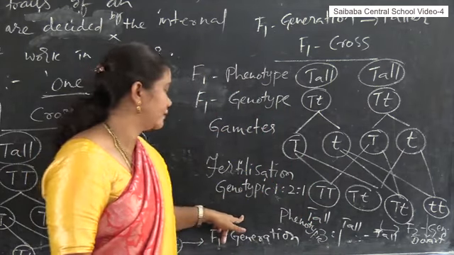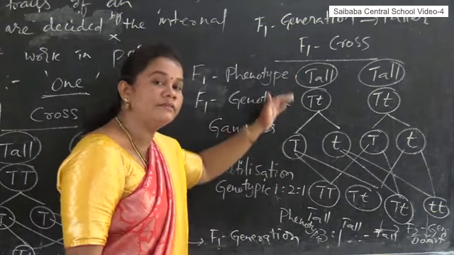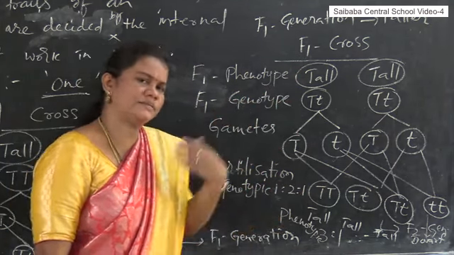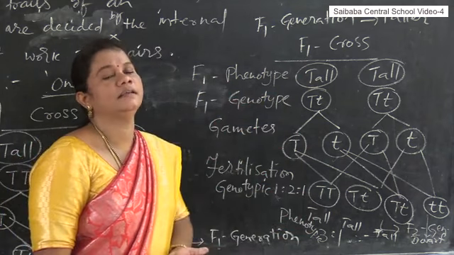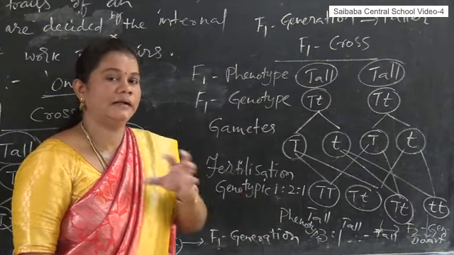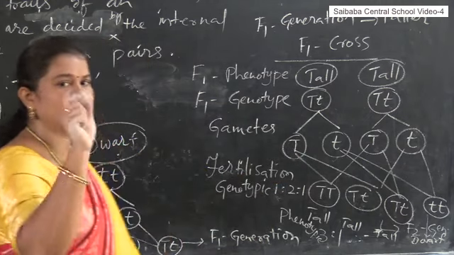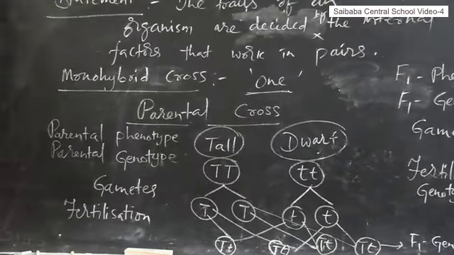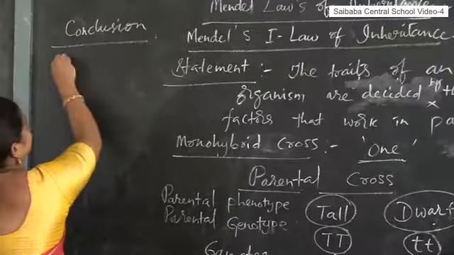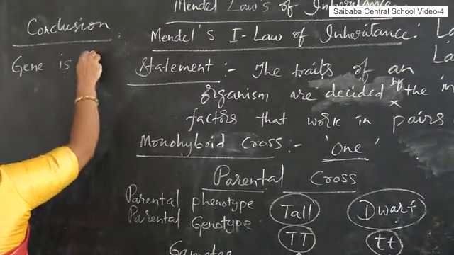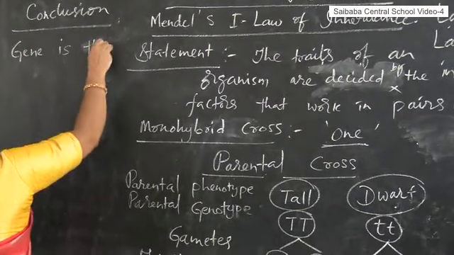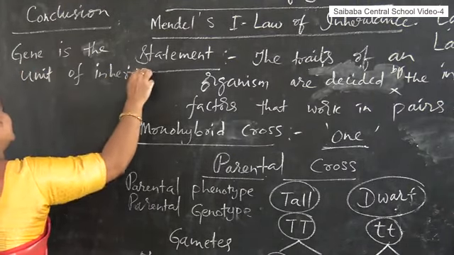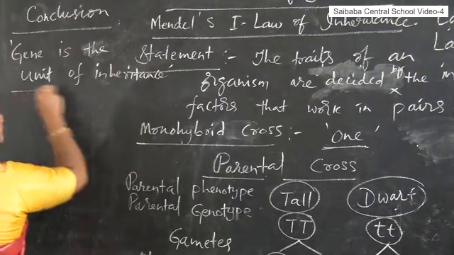So like this, he derived the first law of inheritance after conducting this experiment a number of times. Many times he conducted the experiment and the same result he observed, and he derived that law, and at last he has given a conclusion. For any law there would be a conclusion, no? So what is the conclusion drawn by Mendel after finishing the experiment? Conclusion is gene is the unit of inheritance. Gene is the unit of inheritance is the conclusion given by Mendel.